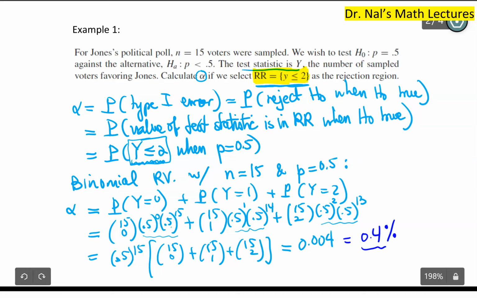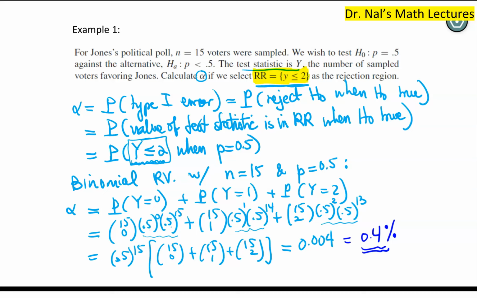0.4%. It's very, very unlikely that we will make a type 1 error of rejecting the null hypothesis while it was true. All right, that makes sense. So let's make sure we understand this whole thing one more time.